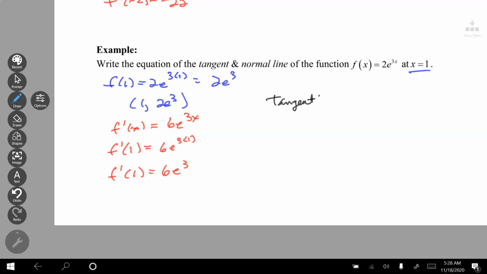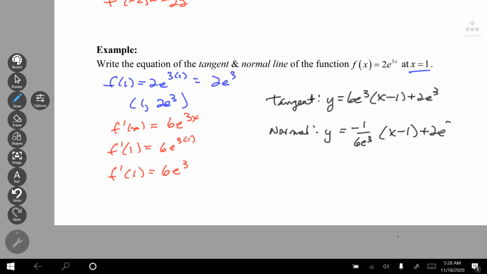So my tangent line is y equals 6e to the third, x minus 1 plus 2e to the third. And my normal line is y equals negative 1 over 6e to the third, x minus 1 plus 2e to the third. Okay? You don't have to simplify things or do this and that. You can just leave it in the point slope form.